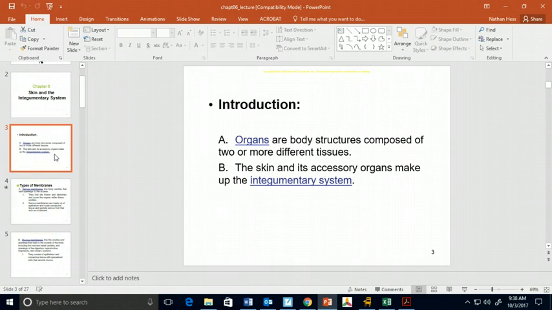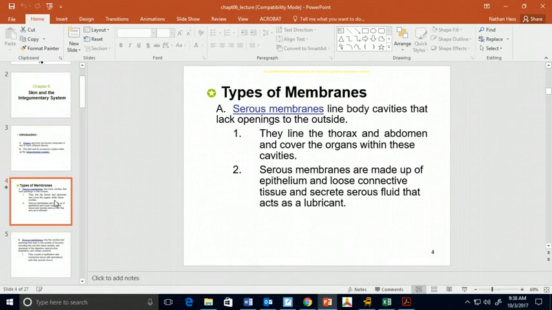So again, organs are simply body structures composed of 2 or more tissues, and the main organ of the integumentary system is what? The skin. And again, there's lots of other things that are involved, but the skin is the main piece. So we start with that, and then this presentation pauses and says, hey, don't forget about the membranes. So I'm going to mention them to you. There were 5 different types that were listed in what you did. You may recognize them, we'll talk about a couple of them.